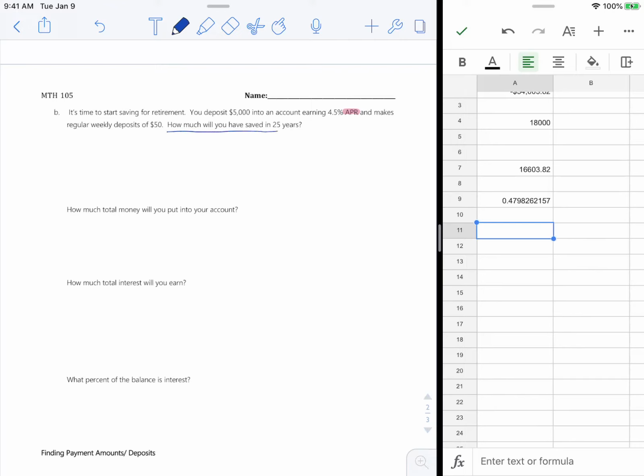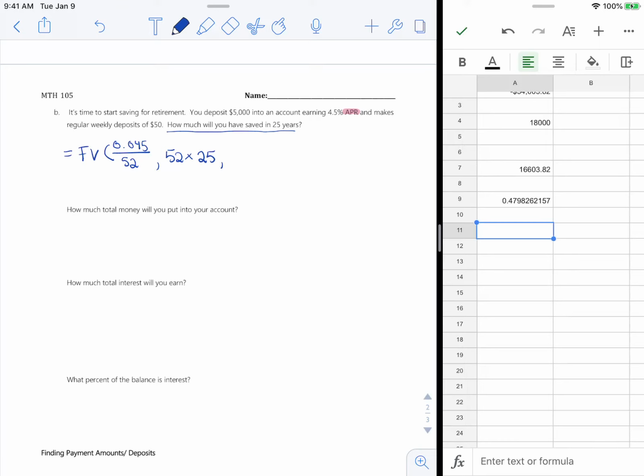So again, this gives it away that you're going to use FV. Well, your rate is 0.045. You're making monthly deposits, so that's why you're dividing by 12. Oh, forgive me. That's why I was a little lost, you're actually making weekly deposits, right? So it's divided by 52. So every week, which is 52 weeks in a year, and you're doing this for 25 years.